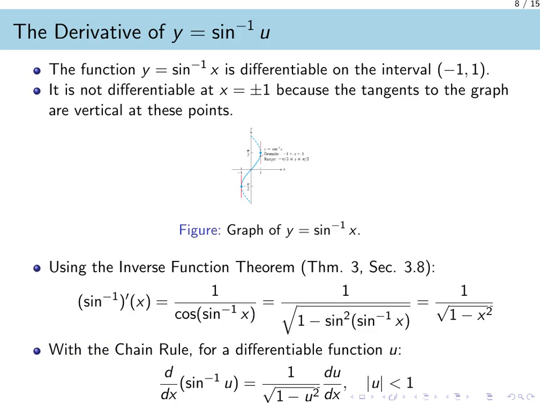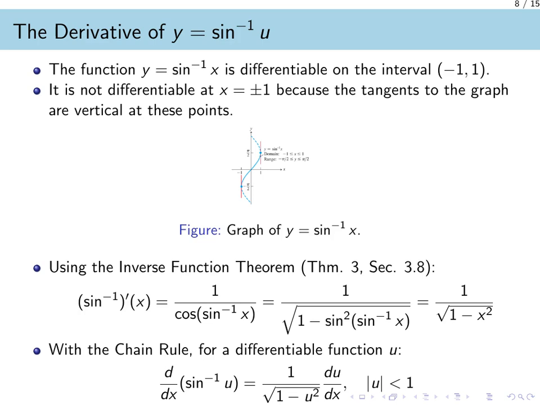Let us find the derivative of the inverse sine function, a fundamental rule you will use often. First, notice that the inverse sine function is differentiable on the open interval from -1 to 1, because its graph has vertical tangents at the endpoints where a derivative is not defined. We begin the derivation using the inverse function theorem, which gives us 1 over the cosine of the inverse sine of x. To simplify this, we use the identity that the cosine of an angle is the square root of the quantity 1 minus the sine squared of that angle. Since the sine of the inverse sine of x is just x, the expression simplifies nicely.